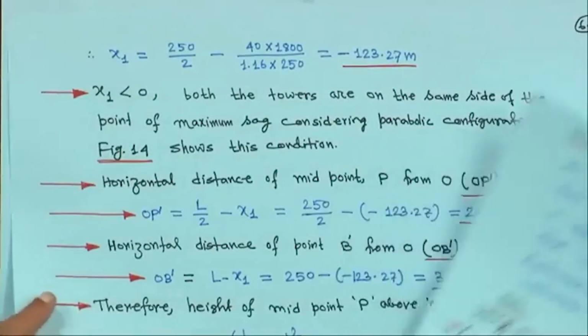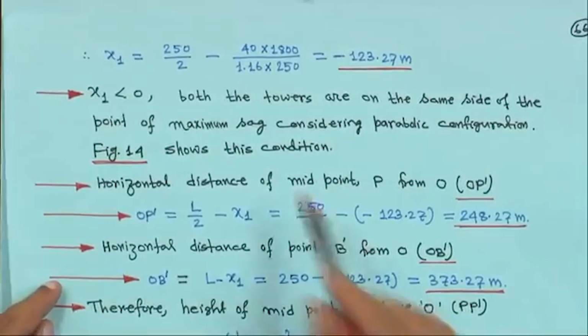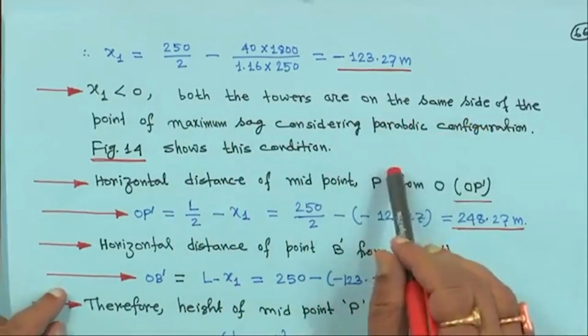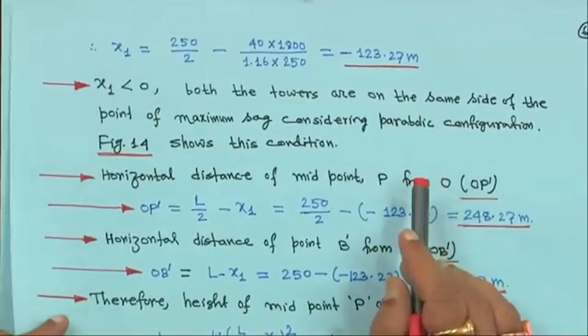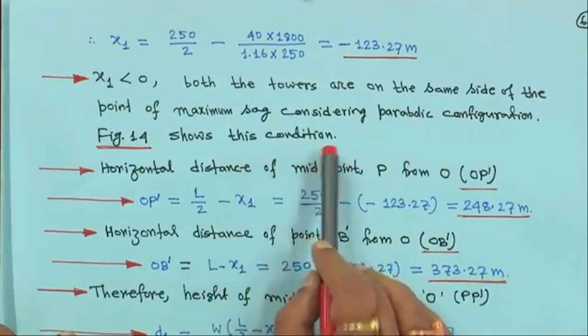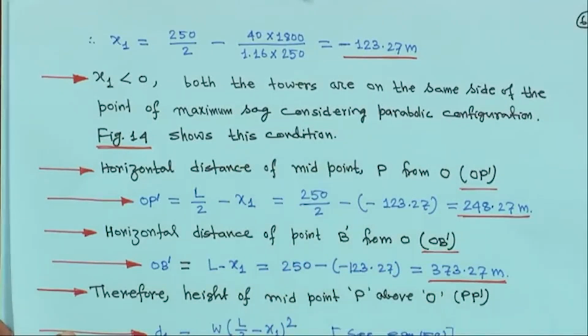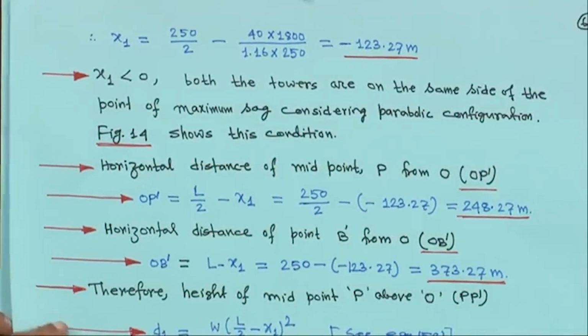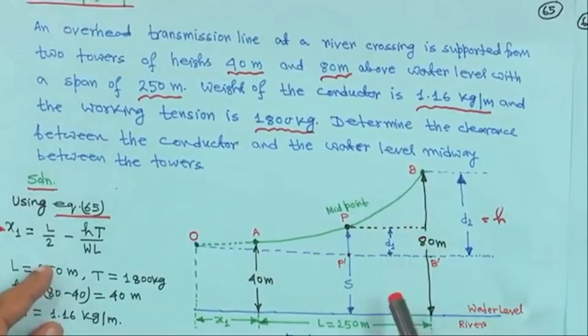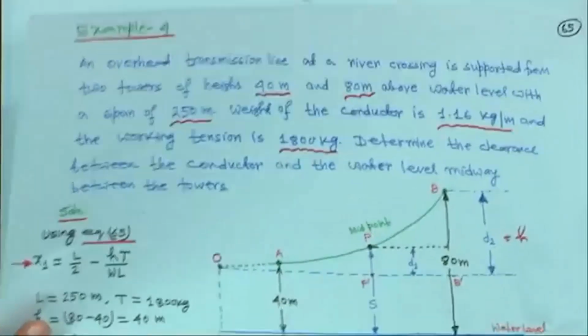So, if x1 is less than 0, that is negative, both the towers are on the same side of the point of maximum sag, right. So, considering the parabolic configuration, figure 14 shows the condition. If you consider the parabolic one, this is your figure 14, right. So, both points are on the same side of the maximum sag, right.